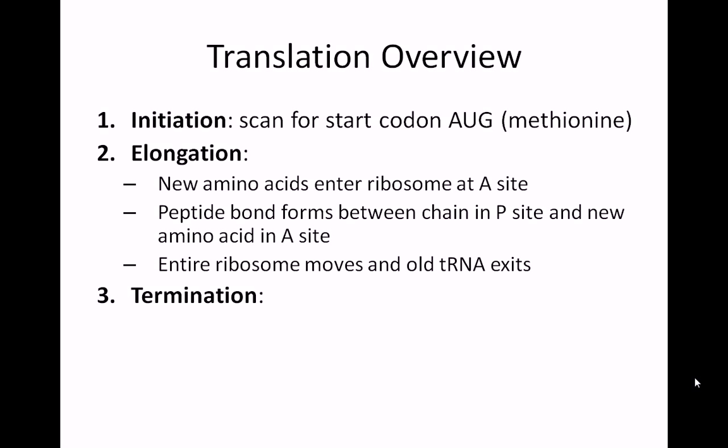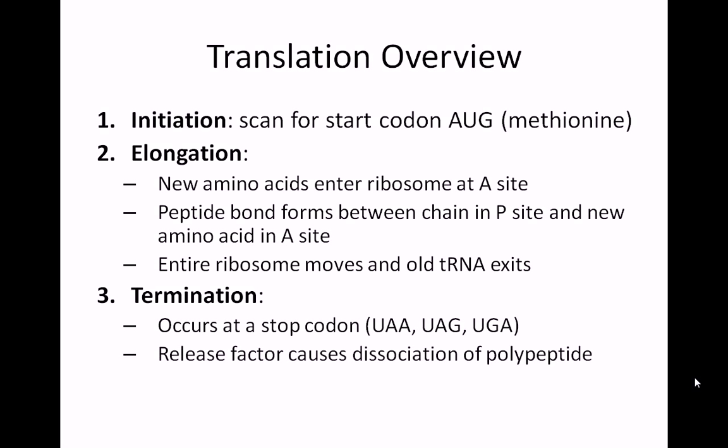The last stage of translation is termination, which occurs when a stop codon is reached. When this happens, a release factor binds to the mRNA and causes the dissociation of the polypeptide. Translation ends when the ribosomal subunits dissociate from the mRNA.